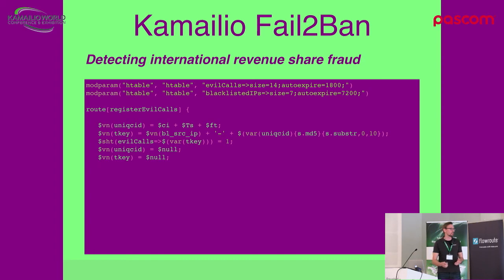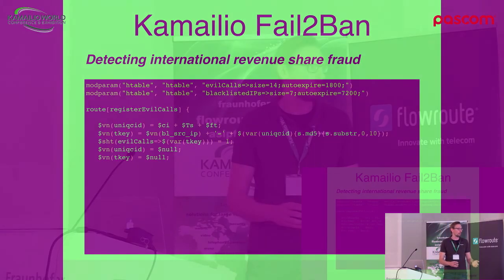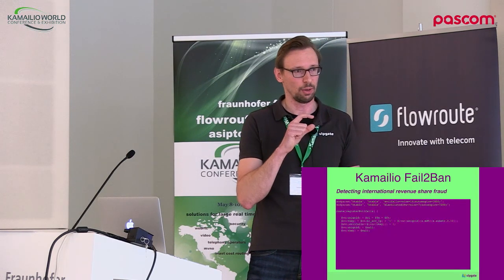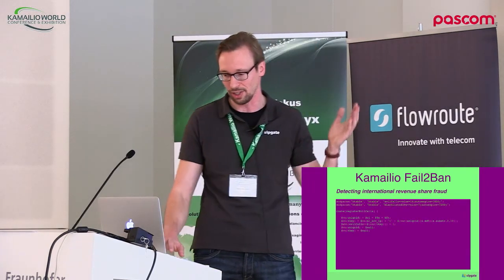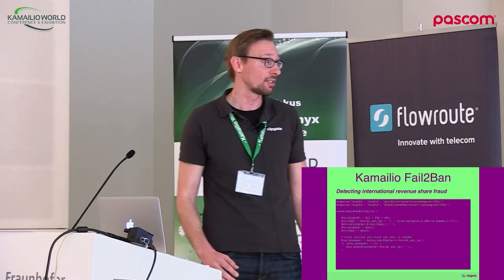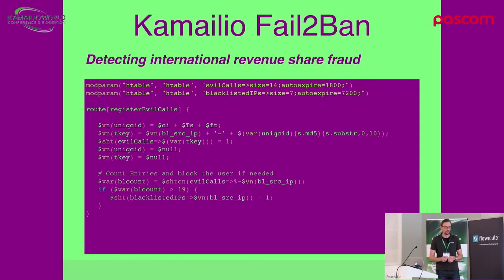The register evil calls route basically just generates a pretty unique string for each call. We take the call ID, timestamp, and the from tag, and then add an entry into the hash table with the key that starts with the source IP address and then this unique string. And after inserting it, we use one of those functions that come with the hash table module.